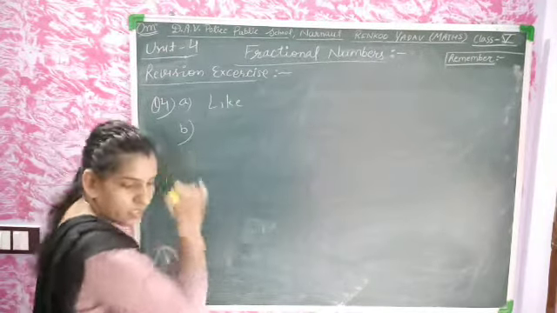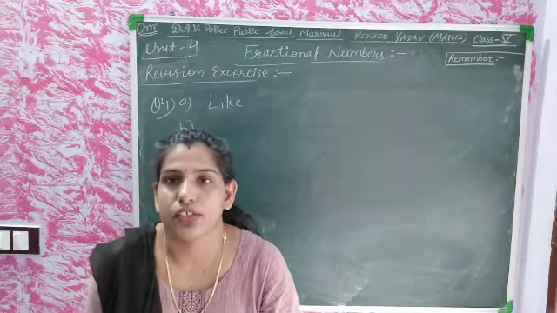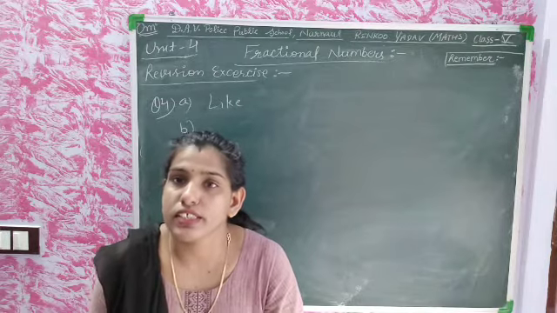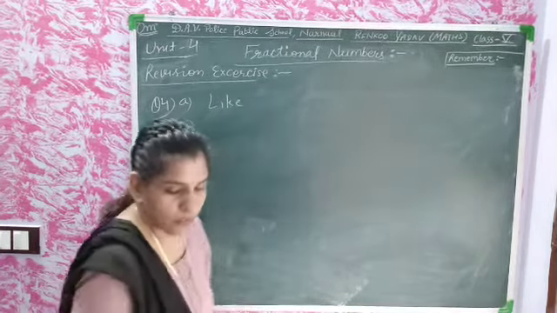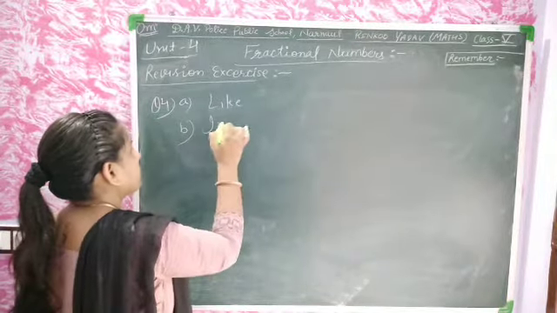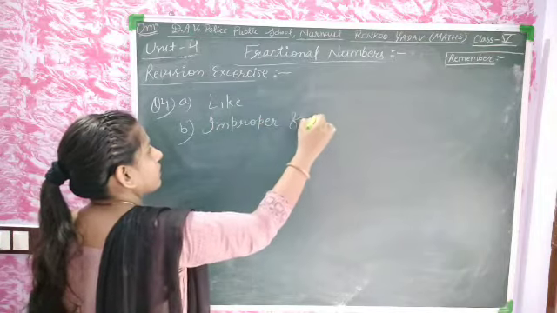Now part B is a fractional number whose numerator is greater than the denominator. Numerator is greater than denominator. In which fractional? Yes, improper fraction. This is improper fraction.